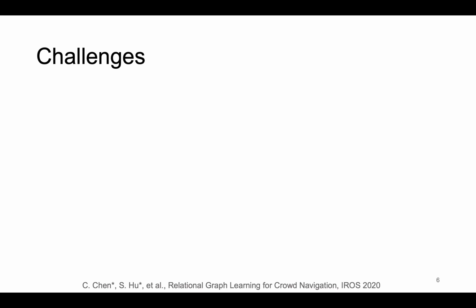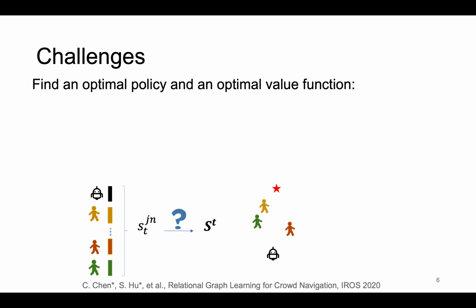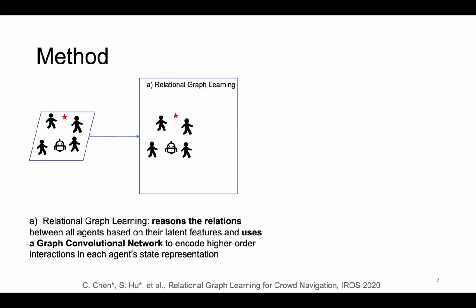There are two challenges in learning an optimal policy. The first challenge is to learn a state representation that can well capture the interactions between the robot and humans in order to inform optimal actions. The second is to consider the temporal evolution of human crowds. We propose to tackle the challenge with relational graph learning to reason interactions and a model-based RL for far-sighted navigation behavior. Specifically, our method consists of three modules.